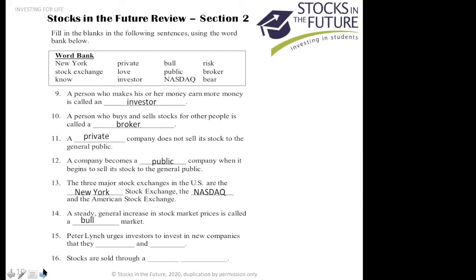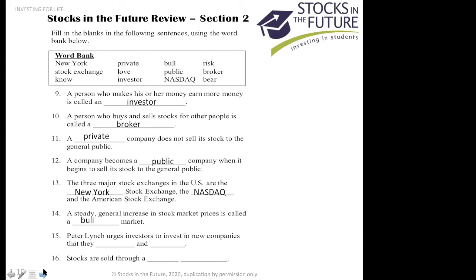Last year when I taught 7th grade, we didn't get to this because of the pandemic. So this may be new to a lot of you. A bull market is a good market. You want the stock market to keep going up if you are making investments. You want the economy to operate well.